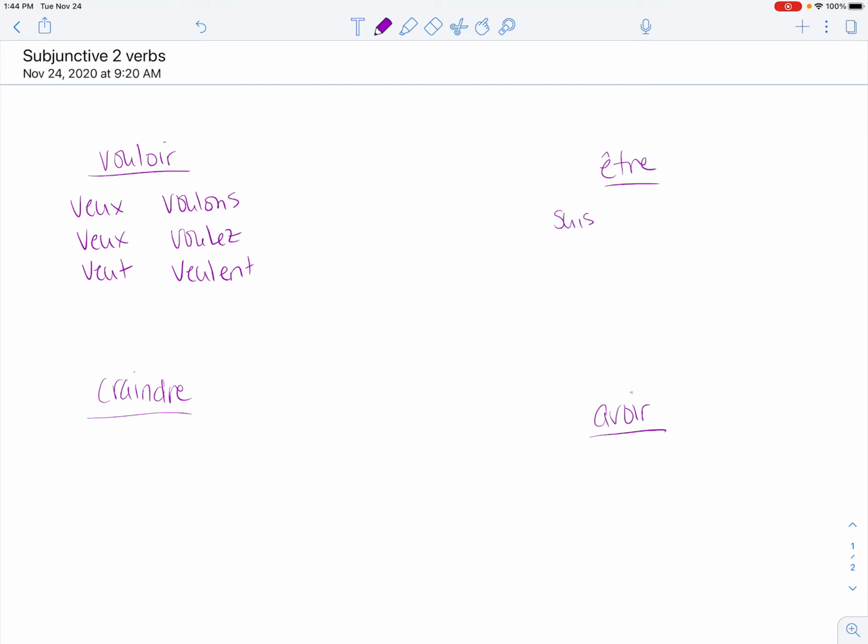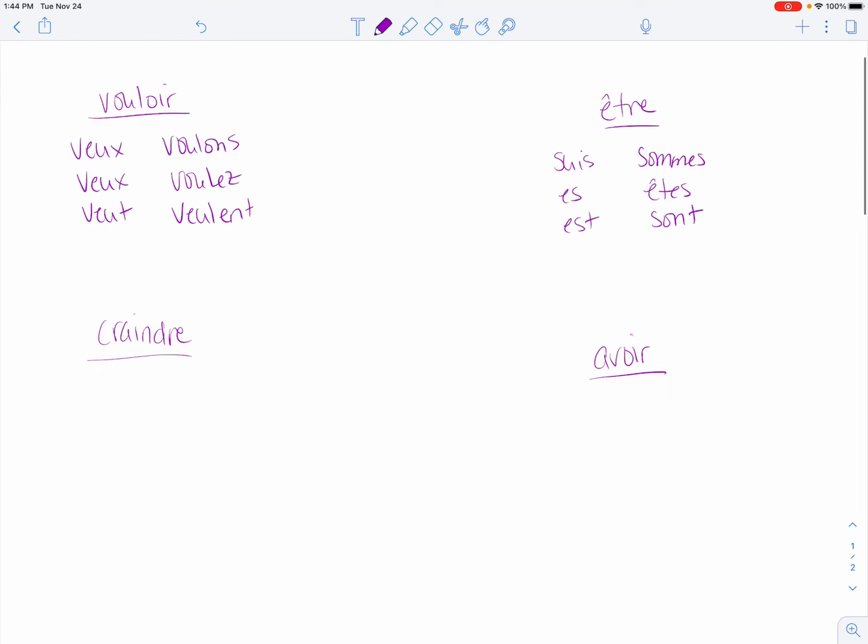Être: je suis, tu es, il/elle/on est, nous sommes, vous êtes, ils sont. Avoir, I'm skipping craindre on purpose for a minute: j'ai, tu as, il a, nous avons, vous avez, ils ont. So this is the indicative conjugation. This is what you saw through French 1 and 2. This is what goes at the beginning of the sentence.